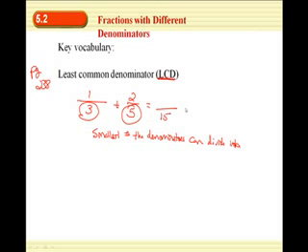You would rename both of them to have a 15 on the bottom because 5 times 3 is 15 and 3 times 5 is 15. You don't always have to use the least common denominator, but remember, the smaller the number you use, the less simplifying you would have to do at the end. So let's take a look at these.